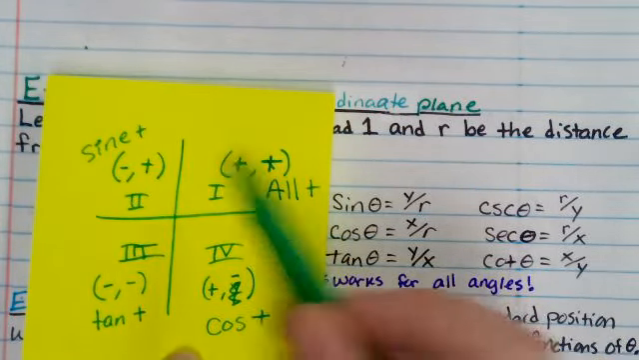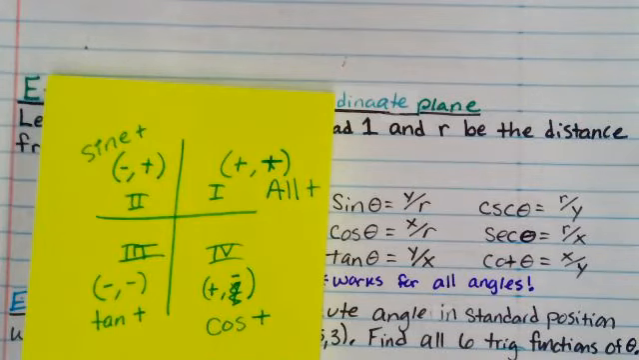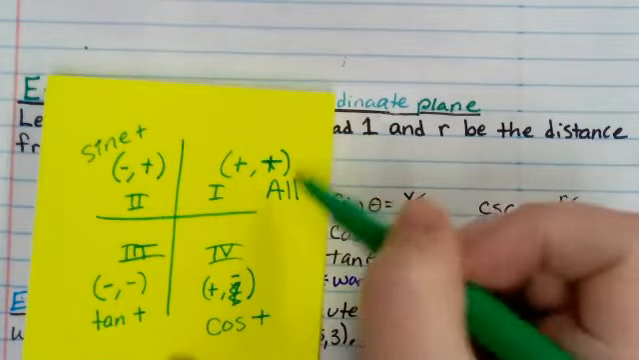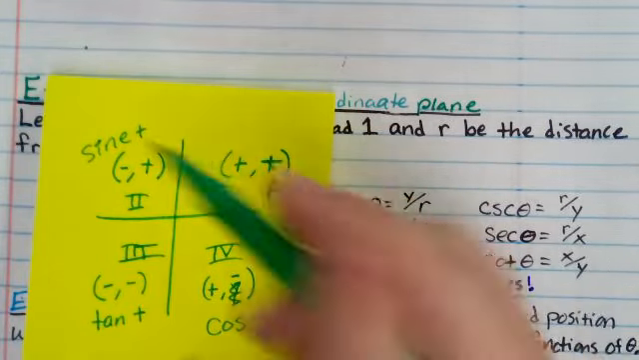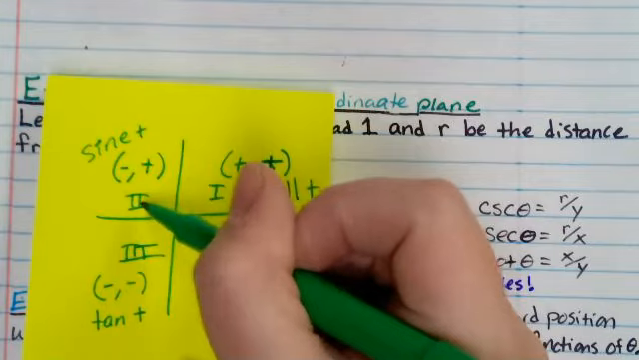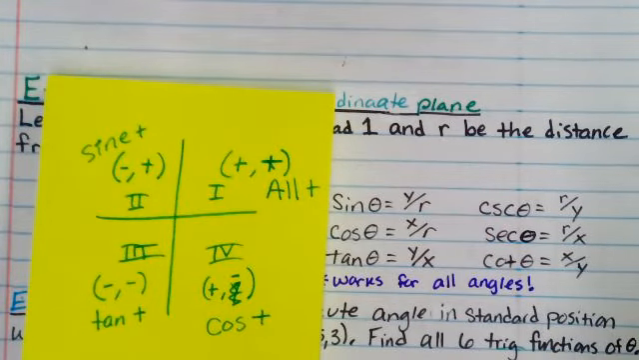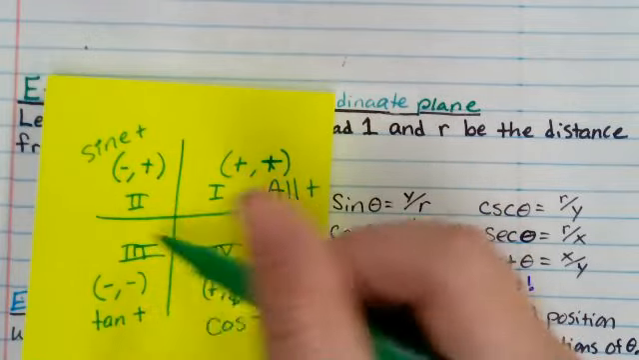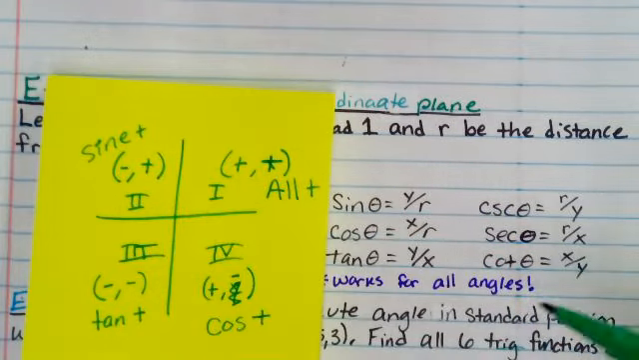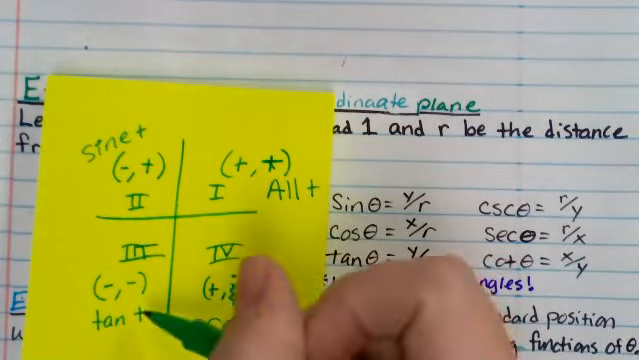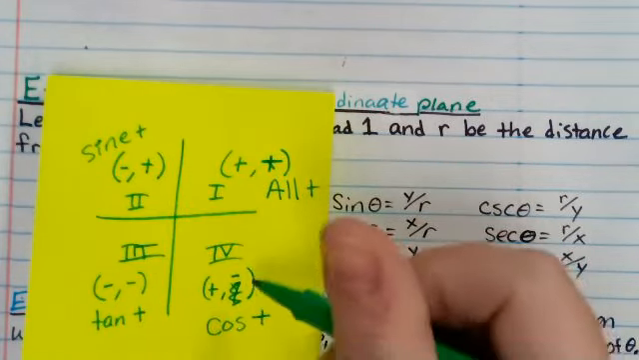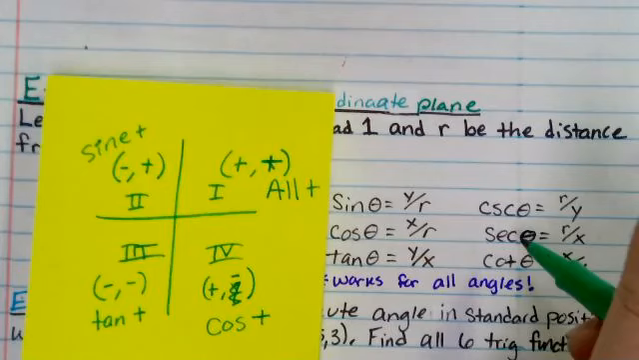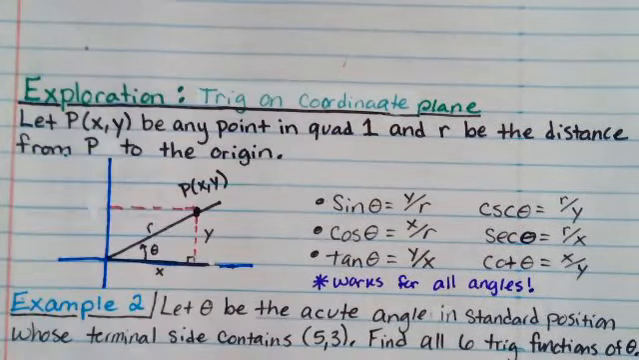So this is something that we are going to use to help us with finding our sine, cosine, tangent values. In quadrant 1, all of the trig ratios are positive. In quadrant 2, only sine and its reciprocal cosecant would be positive. In quadrant 3, only tangent and then cotangent by default are positive. And then in quadrant 4, cosine and by default secant are positive.